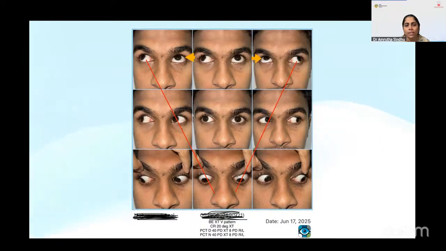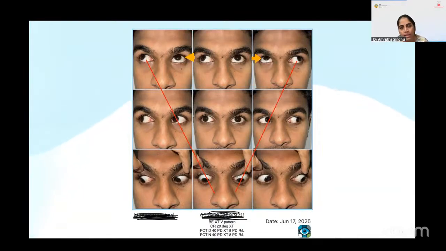And here you can see there is an inferior oblique overaction. When the patient is trying to look sideways, the adducting eye is being deviated upwards. As you see in this arrow, you can see that there is an inferior oblique overaction in both the eyes.